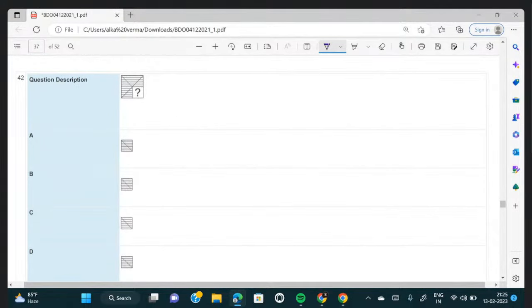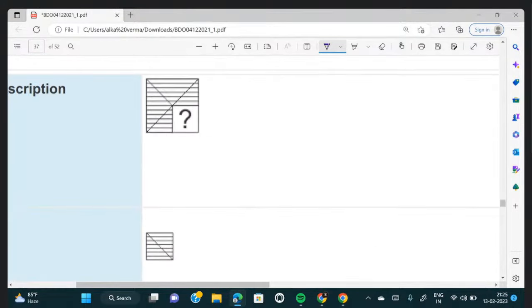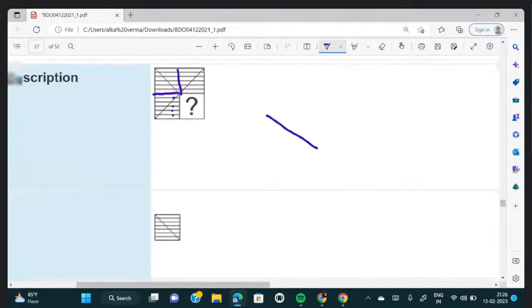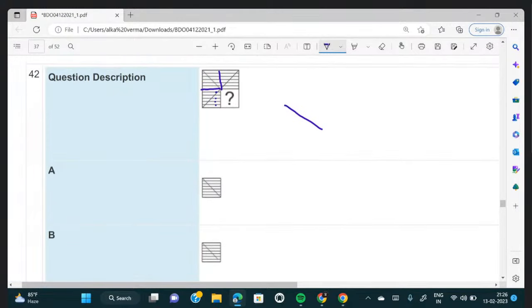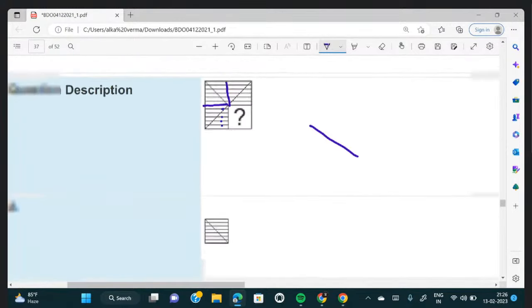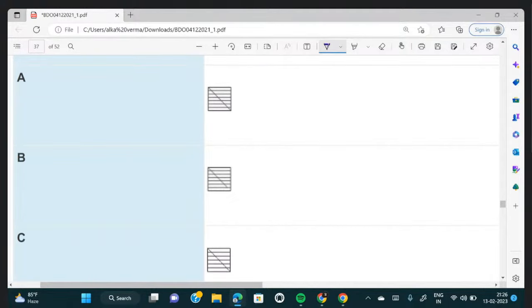Very easy. If you zoom it out, you have to find this. One thing we know, that there is a line like this, and if you distinguish like this, it becomes like this. Now how many lines will be there? 1 2 3 4 5. Yes, 5 lines. Let us see which option is having 5 lines.